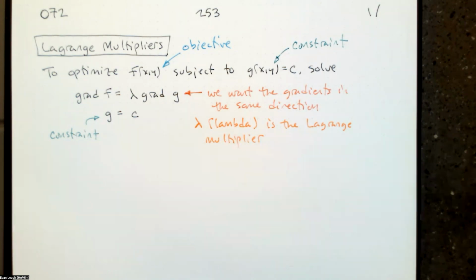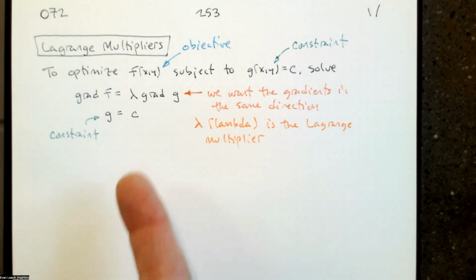Now, this is going to have a number of variables equal to however many variables we have, 2 in this case, plus a third one, this lambda, the Lagrange multiplier. So our third equation comes from our constraint. We want the gradients to be going in the same direction. That creates 2 equations and 3 unknowns. And our constraint equals C is our third equation. So we have 3 equations, 3 unknowns, presumably we can solve.